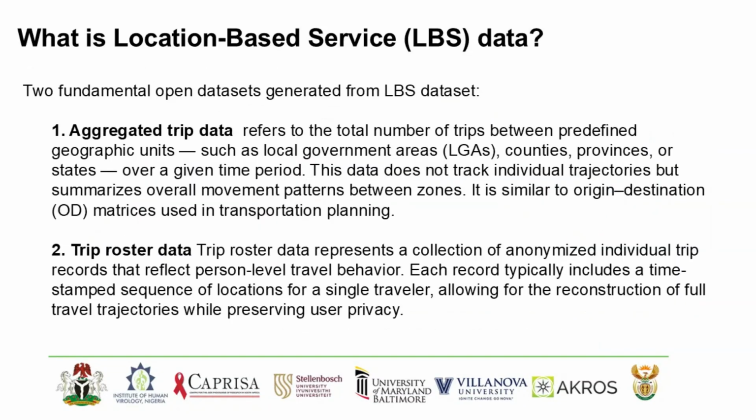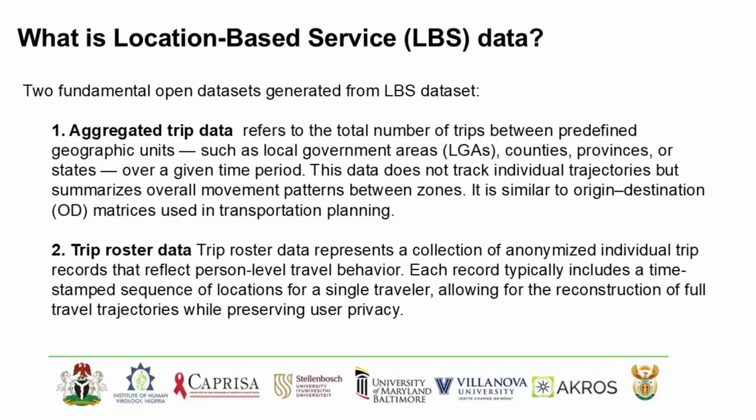From LBS data, we can generate 2 key open data sets that serve different research purposes. The first is aggregated trip data. This dataset summarizes the total number of trips between geographic zones, such as local government areas or states, over a specific time period.